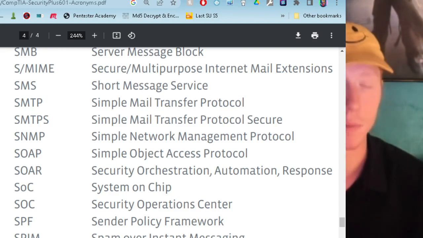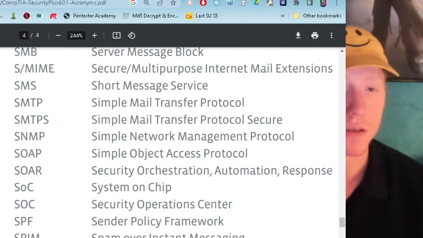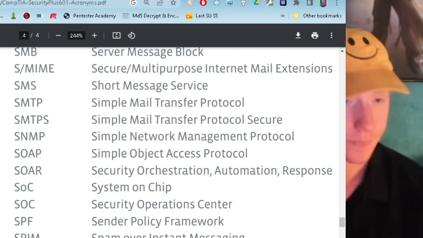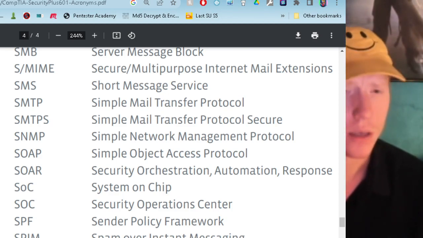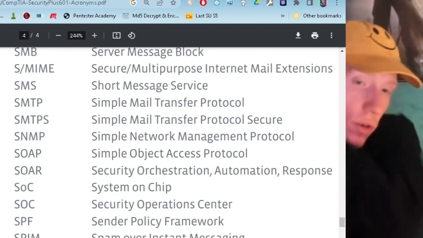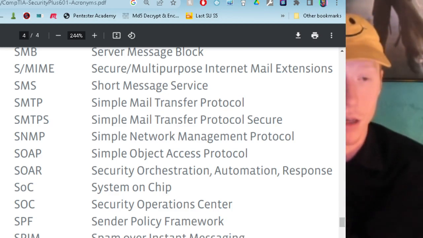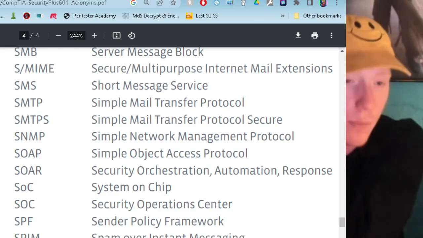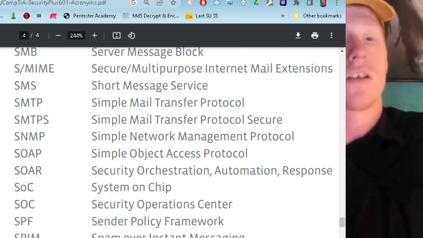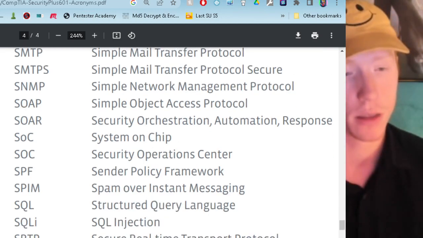SMTPS means Secure Message Transfer Protocol, Secure. SNMP means Simple Network Management Protocol. SOAP means Secure Object Access Protocol. SOAR has nothing to do with SOAP. It means Security, Orchestration, Automation, and Response. An SoC with a lowercase o is a system on a chip, but an SOC with a capital O is a Security Operations Center. SPF, Sender Policy Framework.